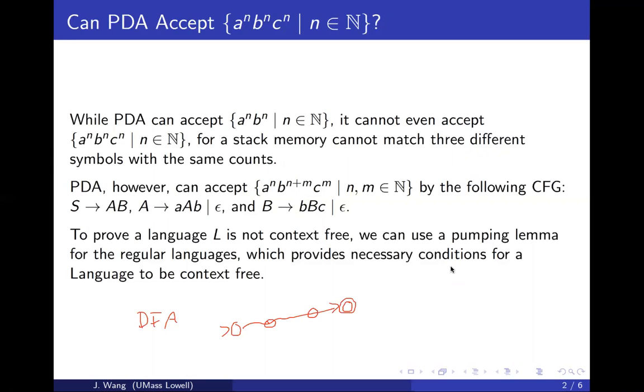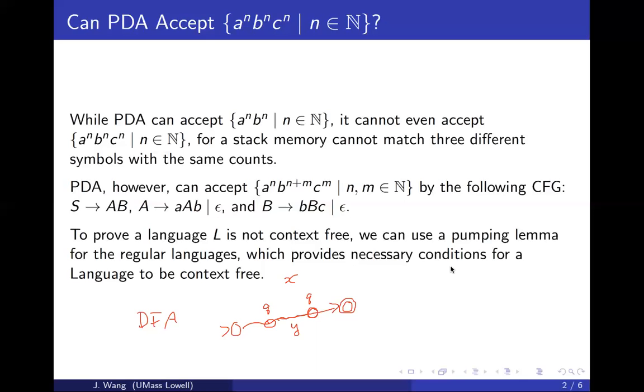Because they are the same, this part is a loop. So the whole string is X, and we can say this part is Y. You can remove this Y and the string is still accepted. You can loop this Y many times, and you still get a string that's accepted. So that is the pumping lemma for regular languages.